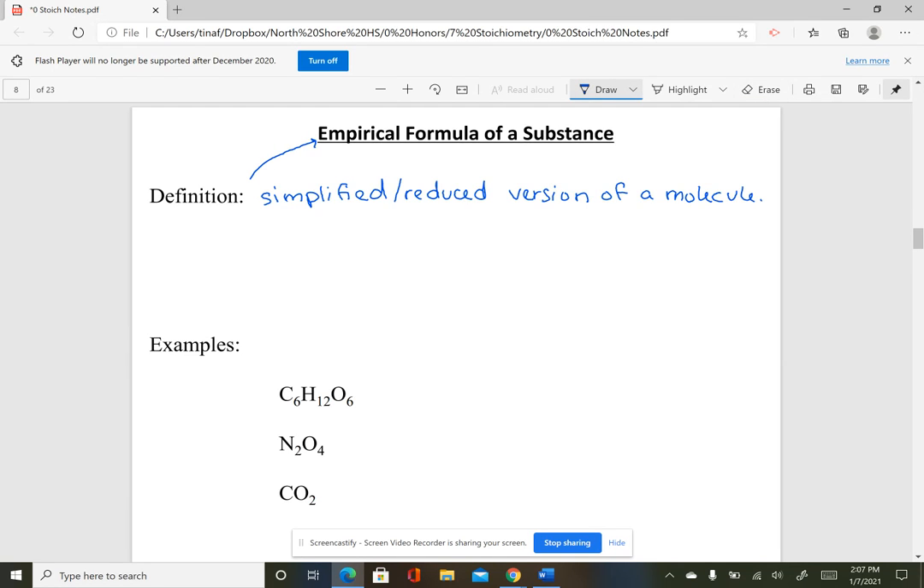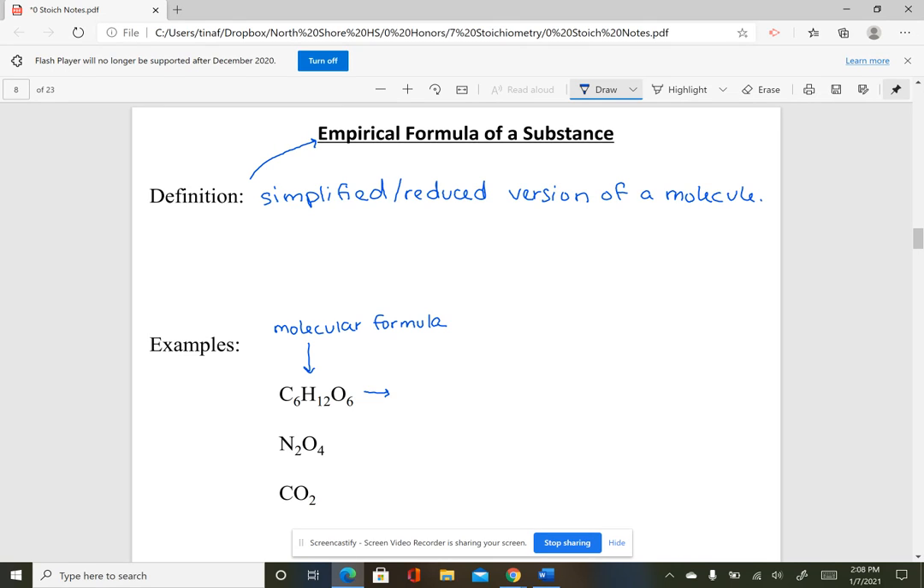So let's look at some examples. I would call all of these molecular formulas, right? These are actually how many atoms are in the substance. If they ask you then to give an empirical formula, what you want to do is look at the subscripts and see if you can divide them all by a number to make them simpler.